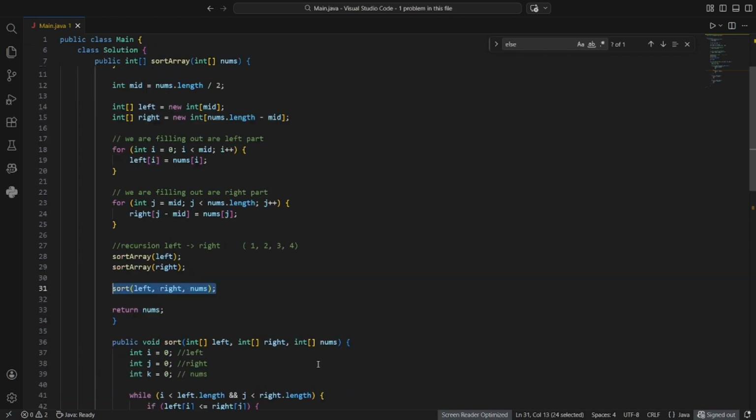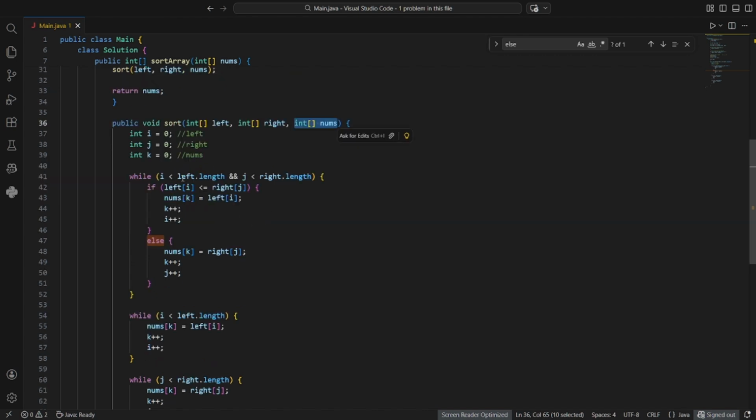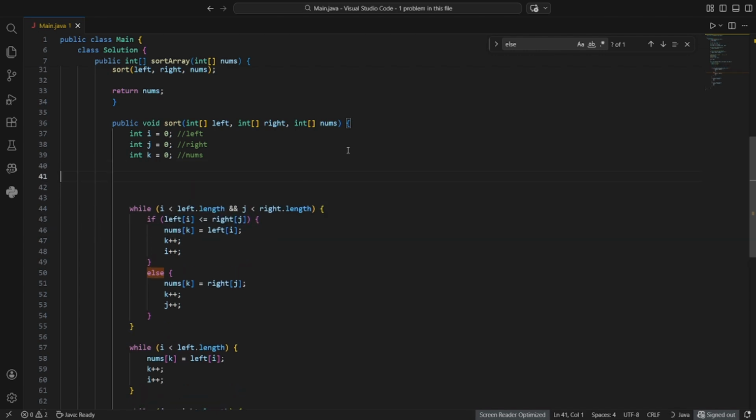Then we're going to go to sort. In sort, we basically have 3 pointers, I, J, and K. This is going to be our left pointer. This is going to be our right pointer. This is going to be our nums pointer, which is basically our main array. So while I is smaller than left dot length and J is smaller than right dot length, we're going to keep on doing this.